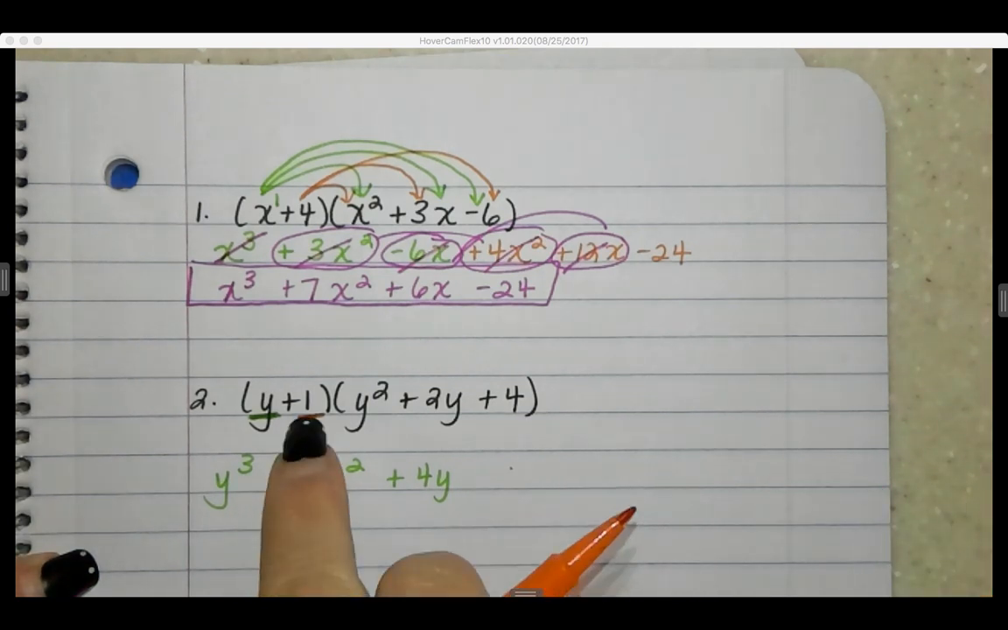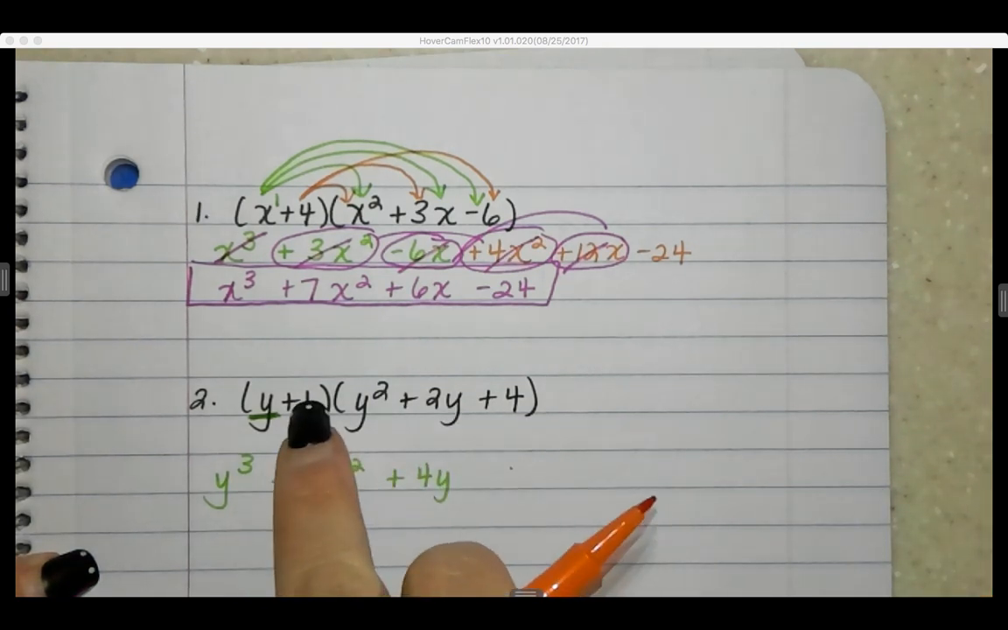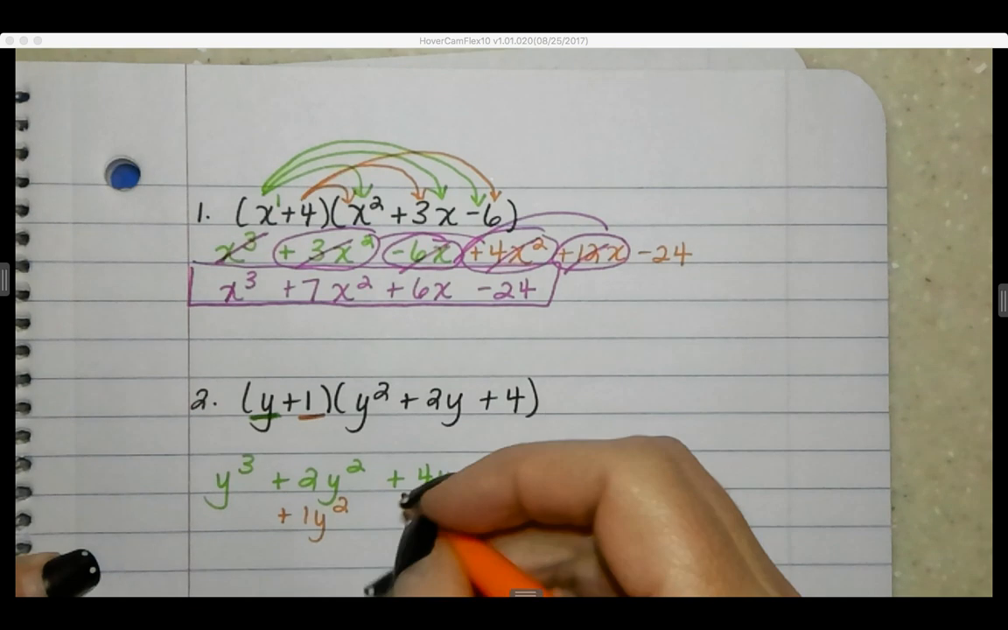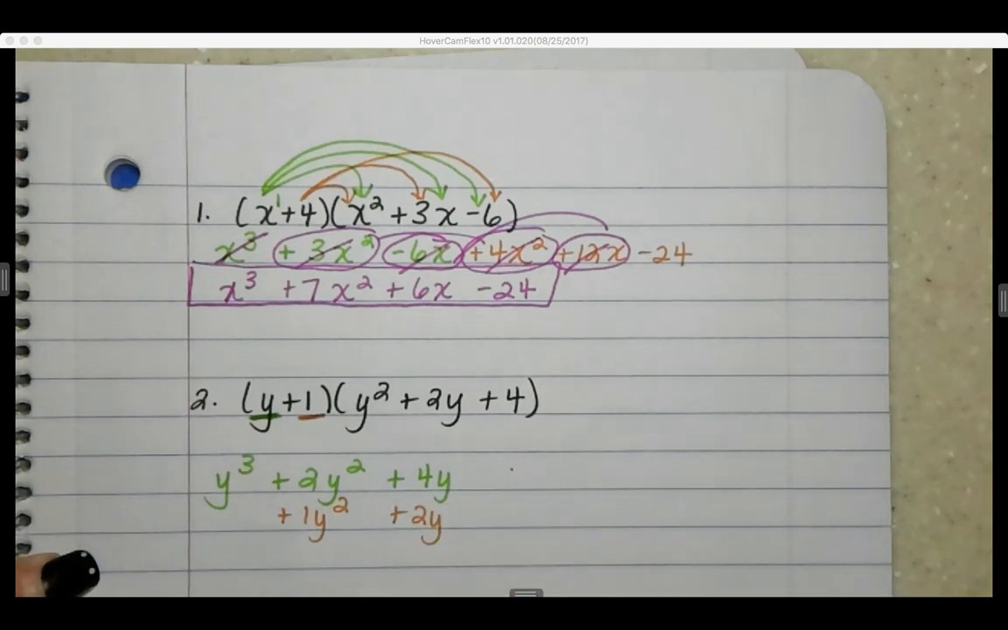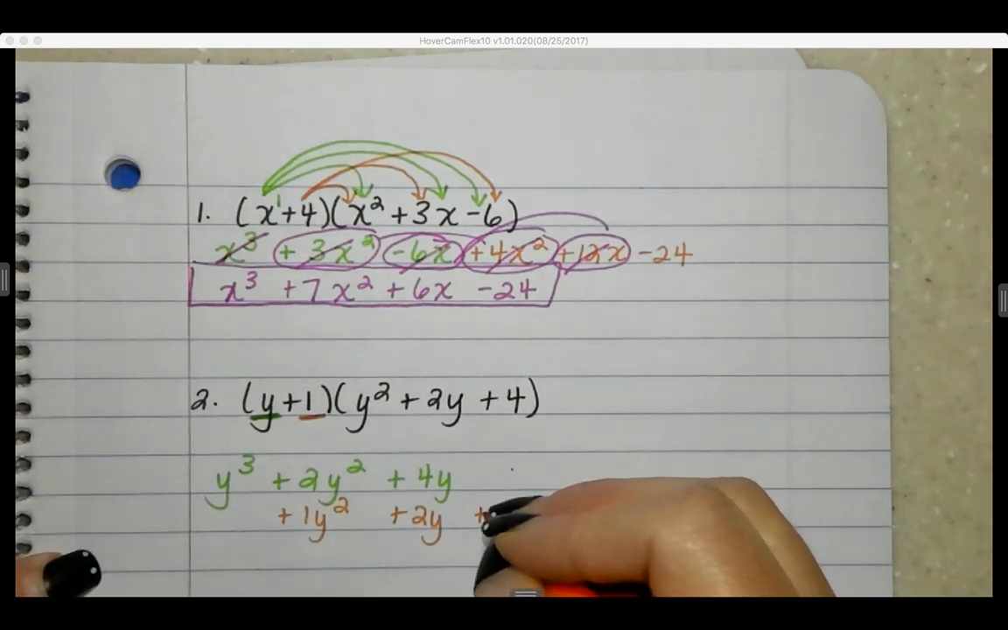Go back, 1 times plus 2y, that means positive 2y. That matches this term. So I'm going to line them up under there. And this 1 times a positive 4 makes a positive 4, which is just a constant. There were no constants in green, so I'm going to stick them out here at the end.